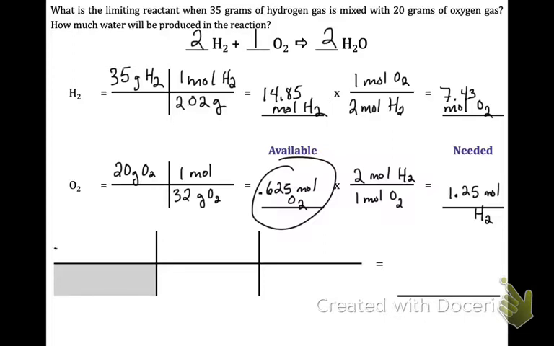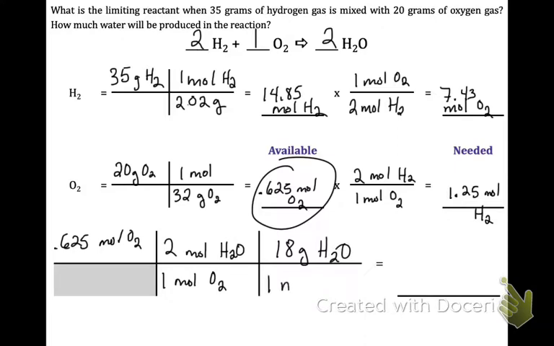I'm going to take 0.625 moles of oxygen gas and turn that, using my mole ratio, into moles of water. There's 1 mole of oxygen for every 2 moles of water. And there are 18 grams of water for every 1 mole of water.